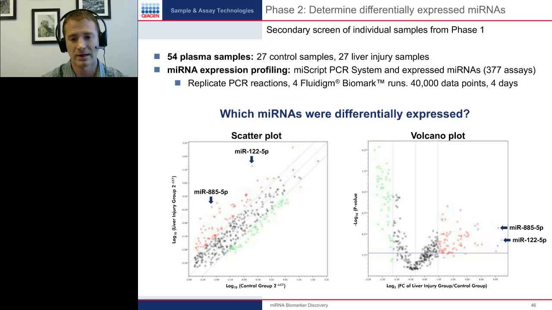What we've identified is microRNAs that were differentially expressed, including ones that have been published in association with acetaminophen poisoning, including miR-885-5p and miR-122-5p. If you look at these on a volcano plot, where we plot fold change versus p-value, we're able to see microRNAs that were significantly upregulated.